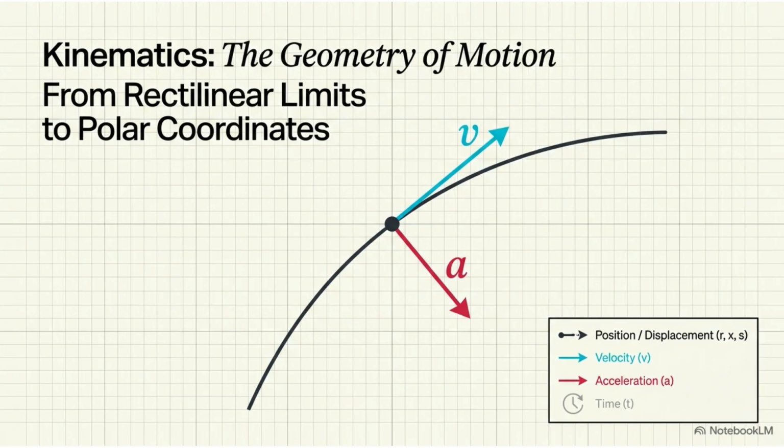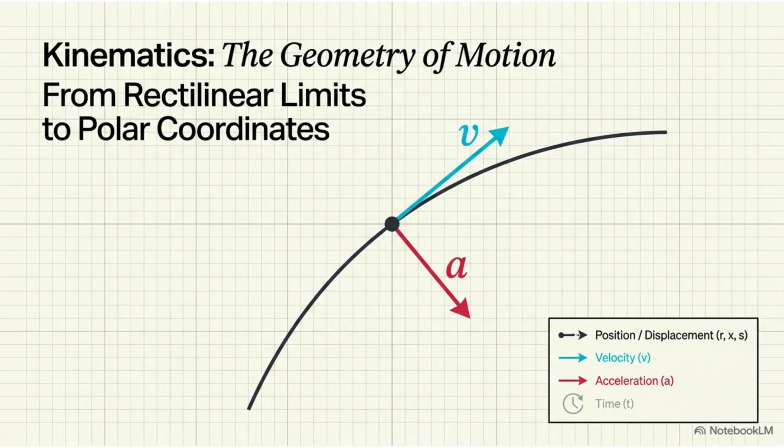You can see a particle moving along a curved trajectory. The black curve represents the trajectory, which is the path followed by the particle during its motion. At one particular instant, the particle occupies a specific position on this trajectory. From this point, two important vectors are drawn. The blue vector, labeled v, represents the velocity of the particle. Notice that the velocity vector is tangent to the trajectory. This means that velocity always points in the direction of motion.